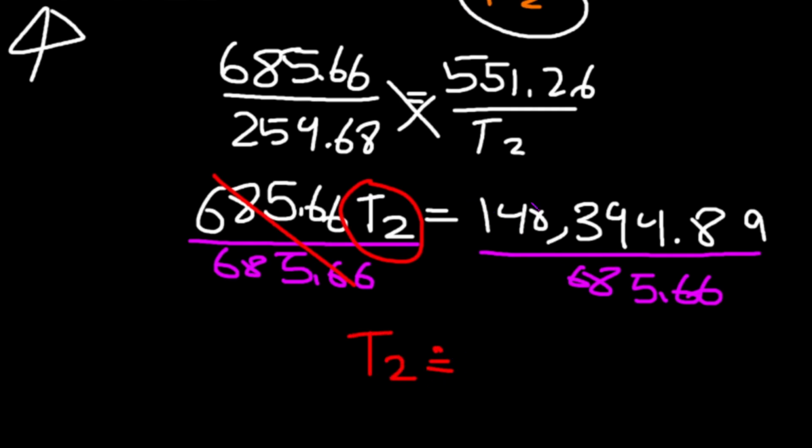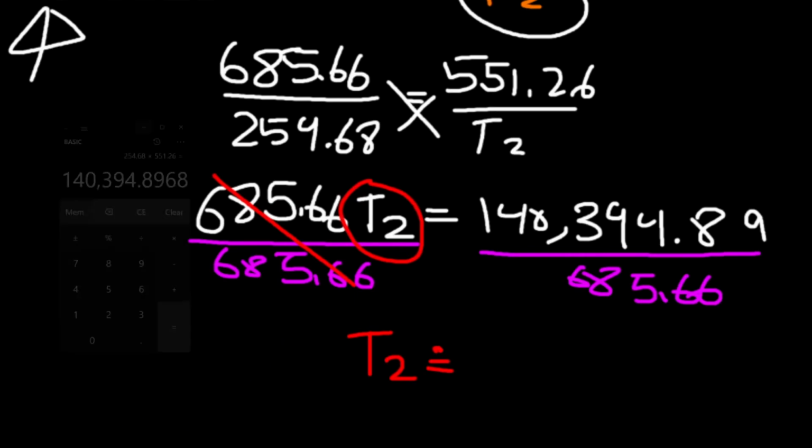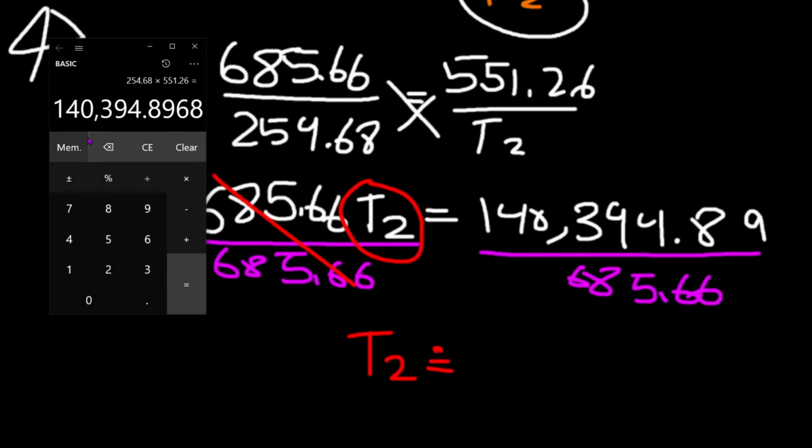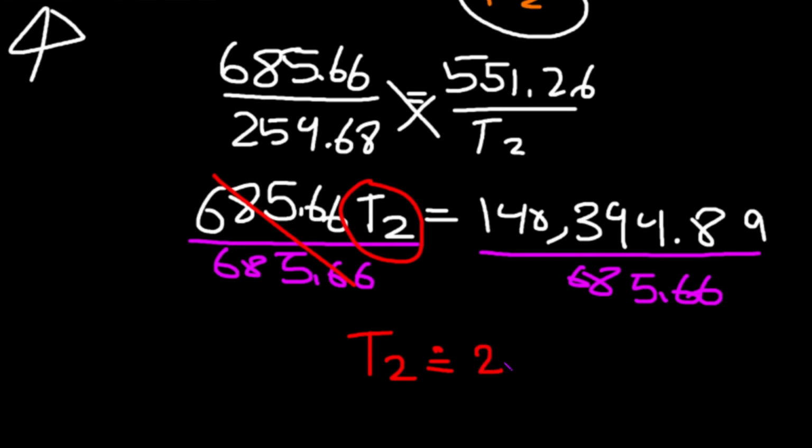And now you would have to divide this. You would have to do what we have over here, 140,394.89 divided by 685.66, which would give you 204.76. Don't forget to use the given unit.